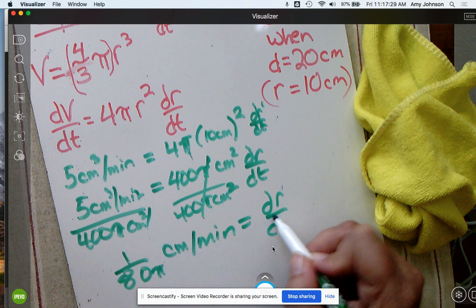Again, you don't have to follow the units through the problem if you don't want. You can put the units on at the end if that's helpful for you.